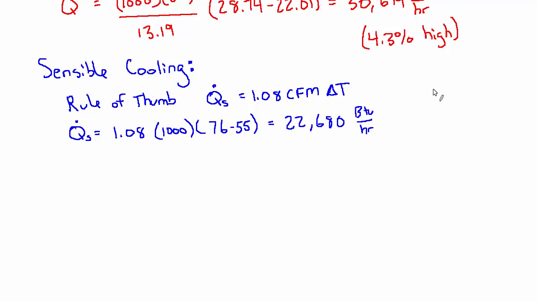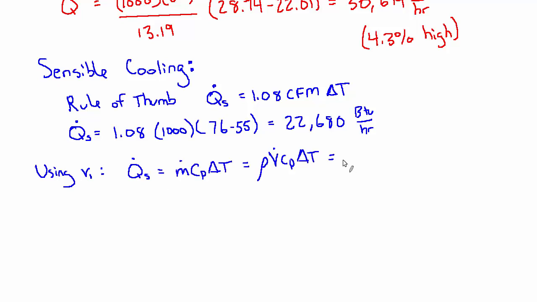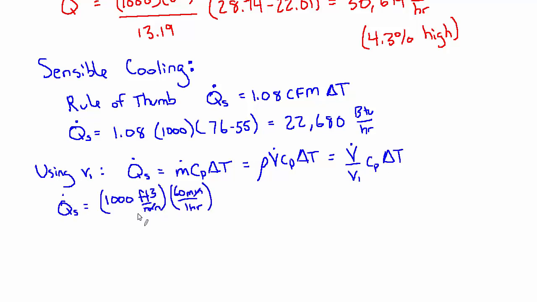Okay, so that may or may not be a reasonable answer. Let's do it more precisely by using the specific volume of the entering air, V1. So if we're being more rigorous, sensible cooling would be calculated by m dot Cp delta T. And again, instead of density, we'll use specific volume. So that becomes V dot over V1 times Cp delta T. So now substituting in 1,000 CFM, minutes to hours, 13.76 for V1, 0.24 BTU per pound degree Fahrenheit is the specific heat capacity of air.